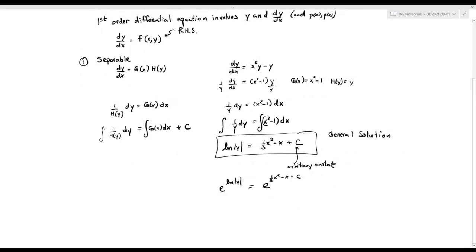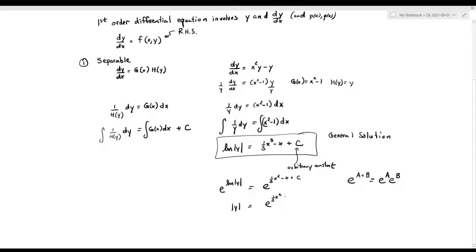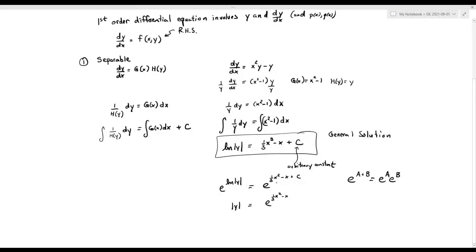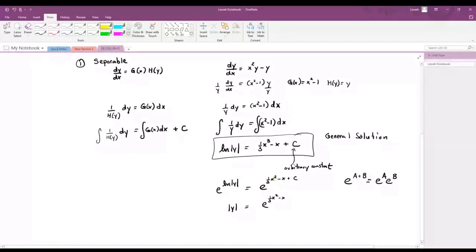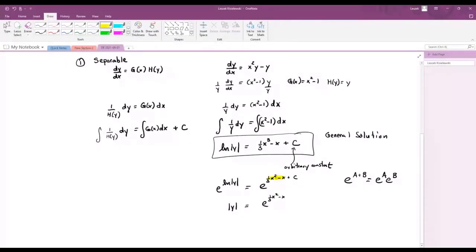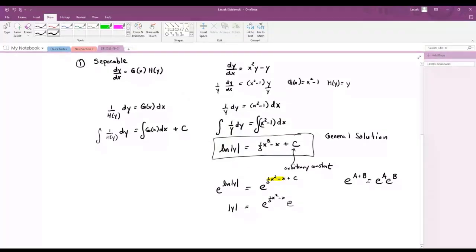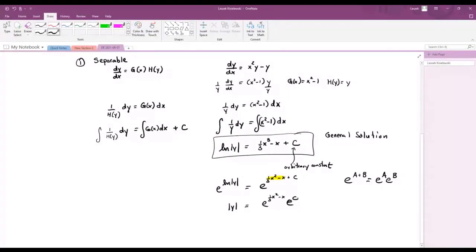Of course, the reason to do that is because the exponential and the log are inverse functions of one another, so I'll just get the absolute value of y. And over here, I'm going to be careful. I'm going to use properties of exponents. So I'll write this as e to this, lumping it together, and then times e to the power c. Now, that's by properties of exponents.